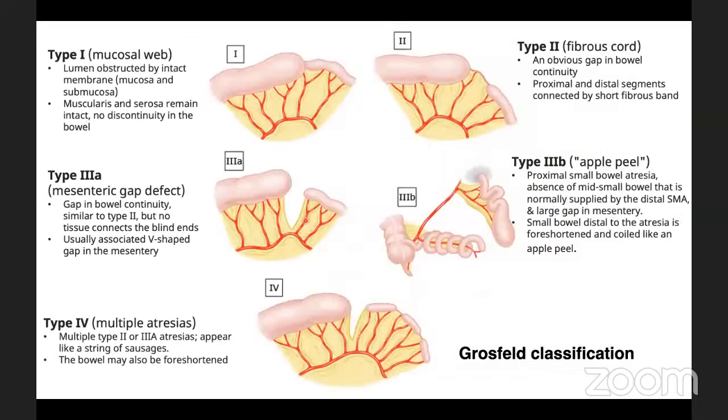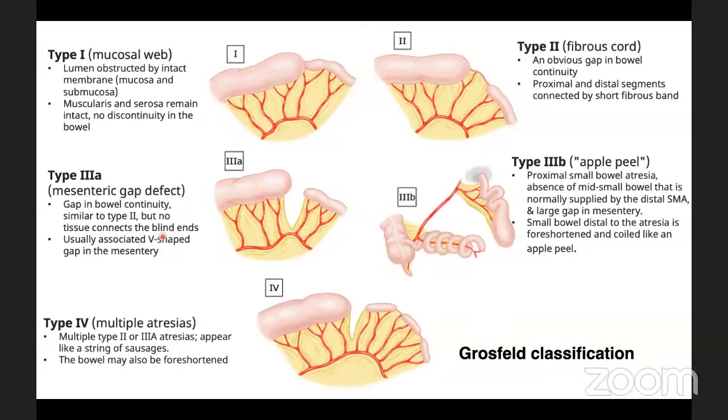And this is the Gray-Skandalakis classification. From the medical point of view, it's not that important, but just remember that type 1 is more common and type 3 is least common. Type 1 is when the lumen is obstructed by a membrane, but continuity is maintained and there is no discontinuity. Type 2 is when there is a fibrous cord between the dilated proximal and the narrow distal segment. You can see this is a cord connecting the two.